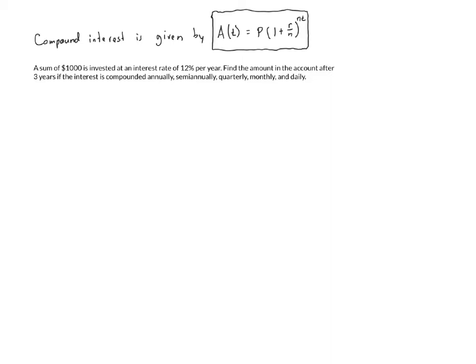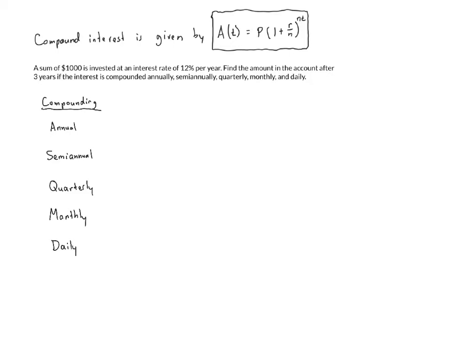What we're going to do is make a table and do the calculations for each of these compounding periods. So first, we need to write each compounding period. And so we've got annual, semi-annual, quarterly, monthly, and daily.